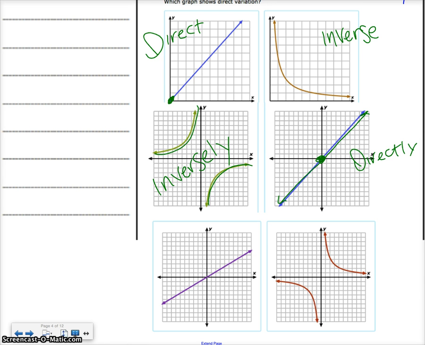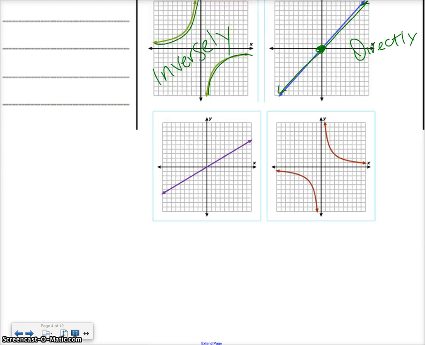This is a level 1 concept, right? Just being able to say what it is. What's this one? Direct. And why is it direct? Yeah, because it goes through the origin. What's this one? Inversely, because it avoids the origin. So this is inversely. And think about it. Direct goes through the origin; inverse is like opposite. The opposite of going through the origin is totally avoiding the origin. That's what that means.